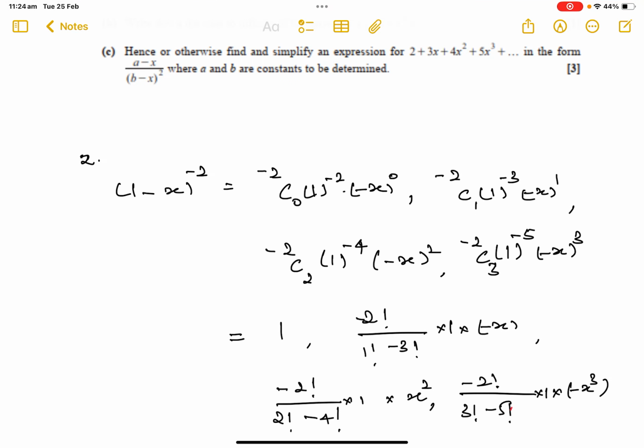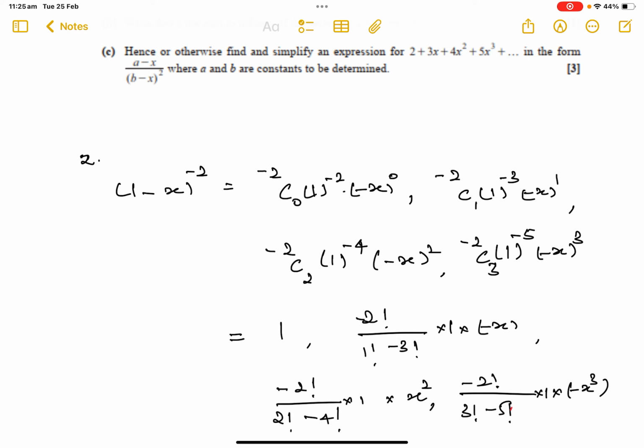(1 - x) to the power of -2, the binomial expansion. We need to find the first 4 terms. So the first term is -2C0, 1 to the power of -2 times (-x) to the power of 0. Just the binomial expansion. The second term is -2C1, 1 to the power of -3, (-x) to the power of 1.